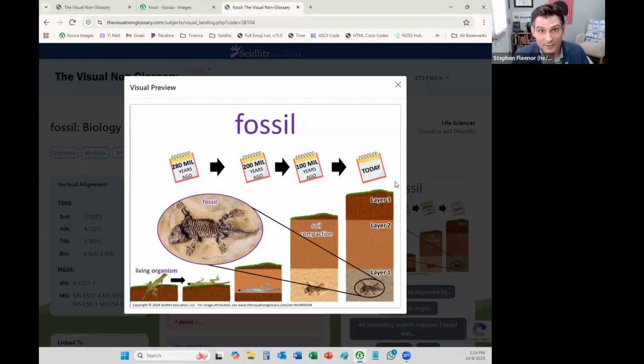And so the purpose of the visual non-glossary is to provide several different lessons that serve as anchors of structured conversations. Because here's the idea. If I present this visual to my students and I have them discuss it in small groups, and in that discussion, I structure those conversations so students are using the word fossil, if I have multiple opportunities for students to do that, then they're going to acquire this vocabulary, and they're going to acquire all of the depth and complexity behind the vocabulary.